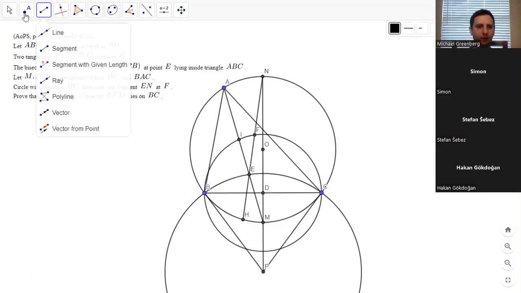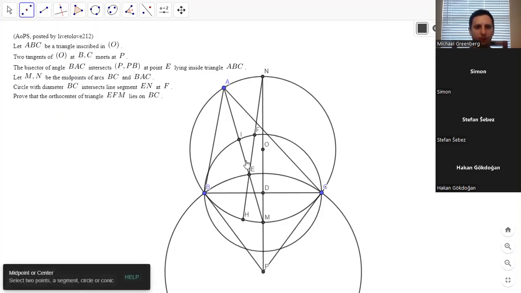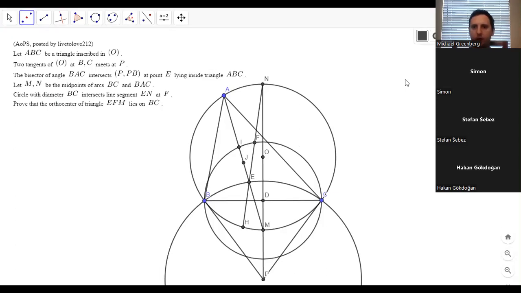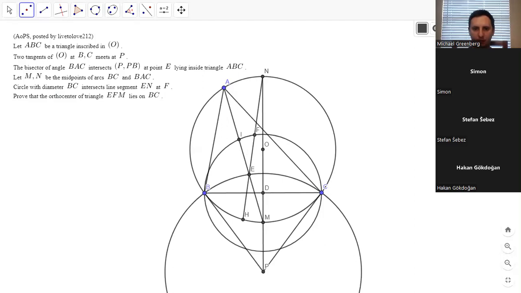We could draw the midpoint of AM, and then we want to show FI is perpendicular to OJ. E and I are orthogonal conjugates. Interesting. So they have the same pedal circle.